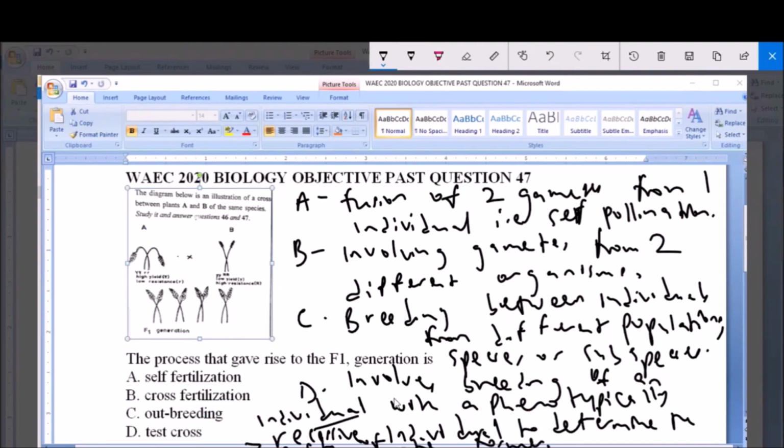So from these definitions we have given, what gave rise to this F1 generation is the process of cross-fertilization, because you can see two different organisms, organism A and organism B, and the gametes from both of them were fused, and you have this F1 generation, which consists of genes from two different organisms. So the process that gave rise to the F1 generation is cross-fertilization, which is option B. Option B is the correct answer to this question.